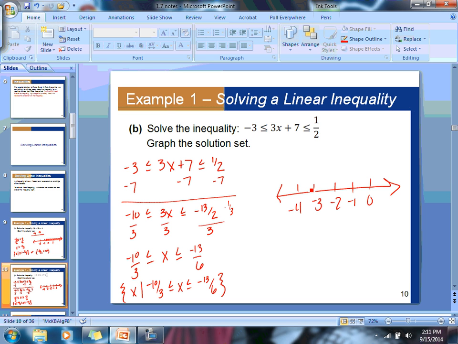So a little bit more than negative 3, and it's a less than or equal to, so I'm going to shade that circle in, make it a solid circle. Negative 13/6, that's negative 2 and a sixth, so a little bit past negative 2. And again, that's going to be a solid circle because I have the equal to. And then my x value is between those two, so I'm going to shade between.